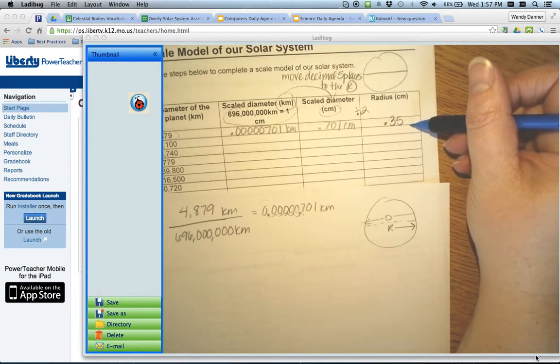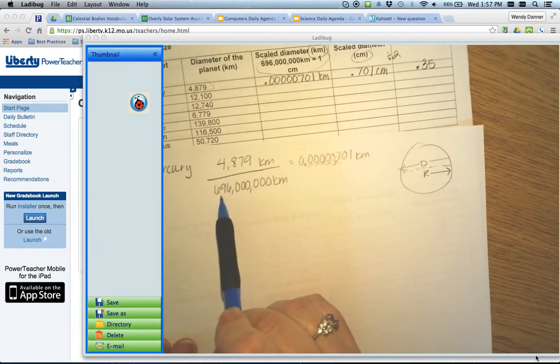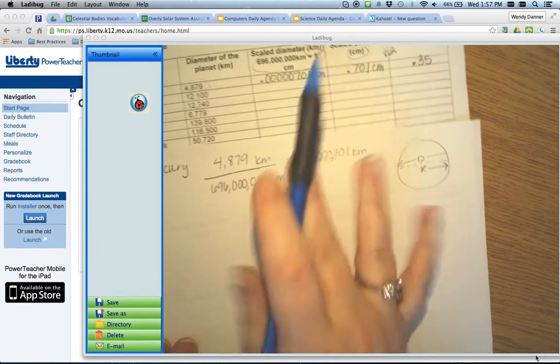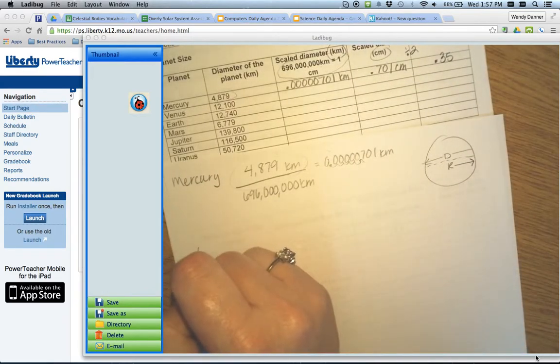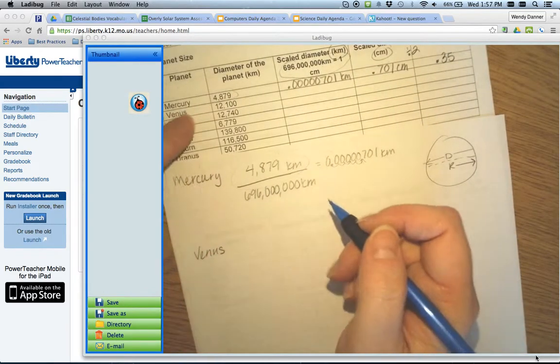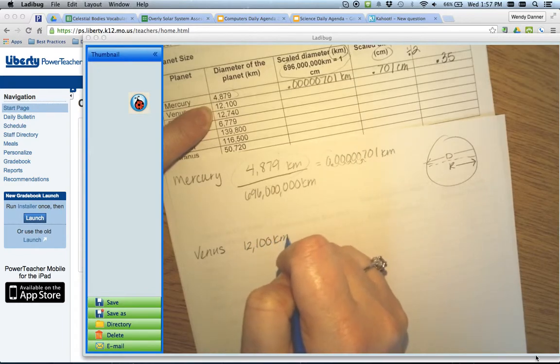All right. So, second one, same concept. This bottom number here is always going to stay the same for this top chart. What will change is the top part. So I have Venus, okay? Venus has a diameter of 12,100 kilometers.